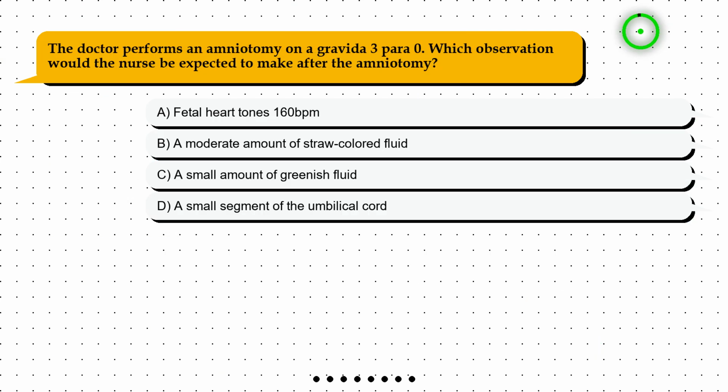Question 8. The doctor performs an amniotomy on a gravida 3 para 0. Which observation would the nurse be expected to make after the amniotomy? Option A, a fetal heart tones 160 bpm. Option B, a moderate amount of straw-colored fluid. Option C, a small amount of greenish fluid. Option D, a small segment of the umbilical cord.